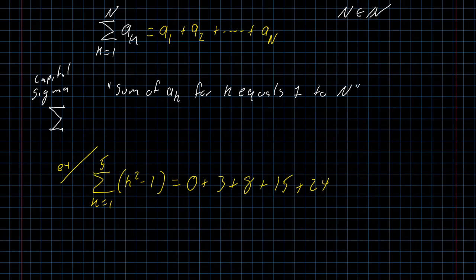And if we add these things together, 0 plus 3 is 3, 3 plus 8 is 11, 11 plus 15 is 26, 26 plus 24 is 50. And so that's what summation notation is telling us to do. It's telling us how to add some things together.